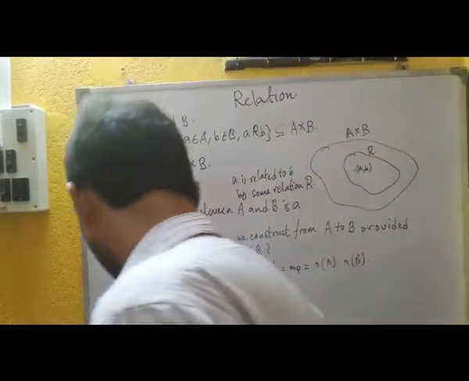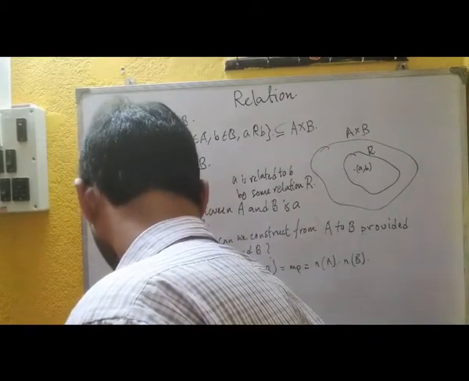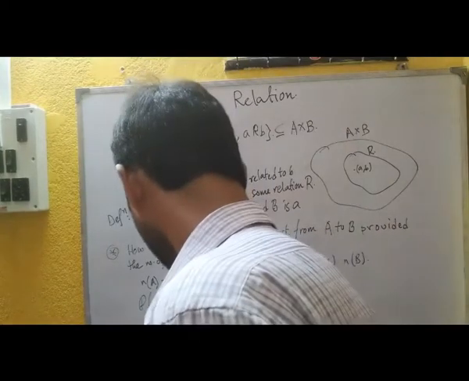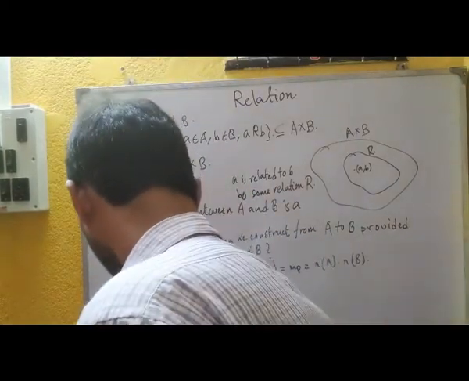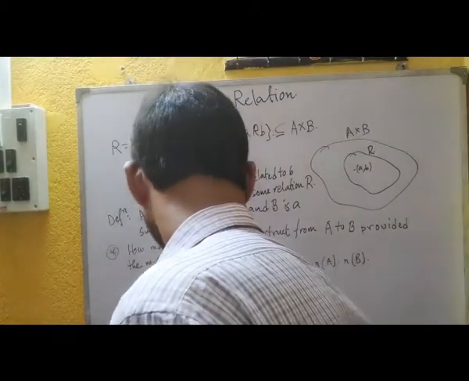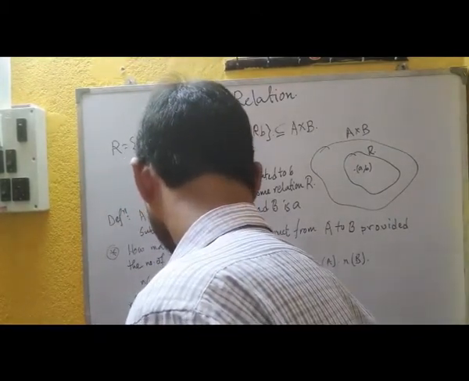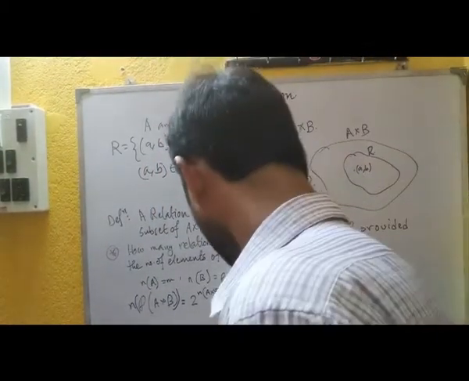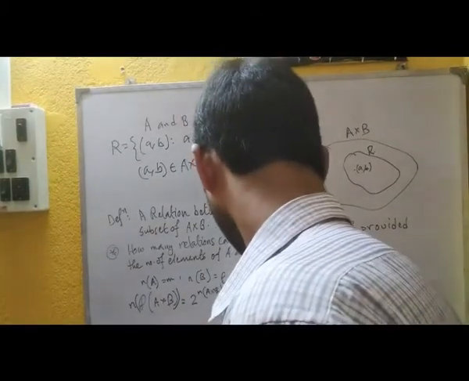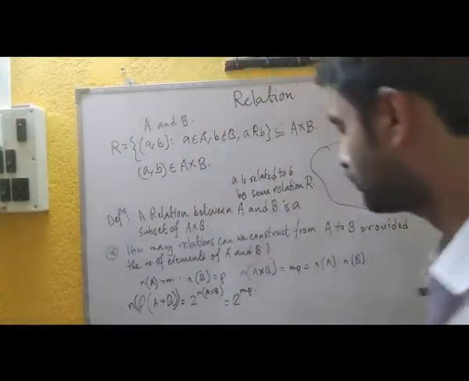So we consider the power set P of A cross B. And what is the number? We take the number of elements in the power set, and that stands for 2 to the power n of A cross B. And what is the number here? n of A cross B is mp. So we take 2 to the power mp.